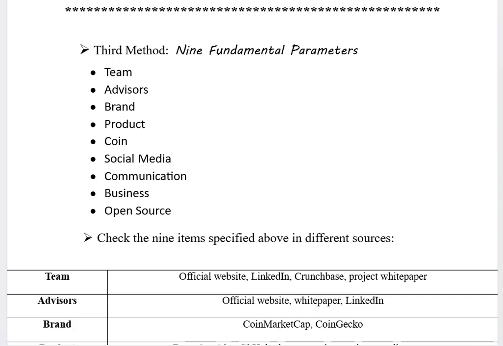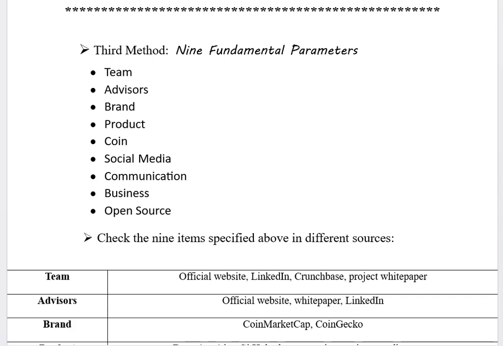The second parameter focuses on advisors, meaning it checks if the cryptocurrency projects have advisors and whether these advisors have been successful in their previous advisory roles. The third parameter is the brand, which examines, for instance, whether the community of this cryptocurrency is as active and large as the community of all cryptocurrencies.